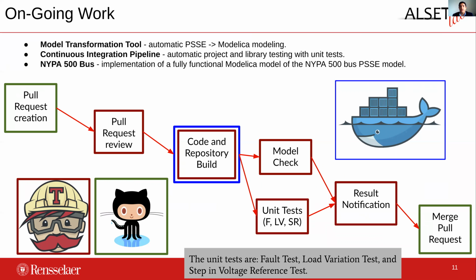And finally, as far as the ongoing work, we are working on a model transformation tool, which we aim to use to automatically translate models from PSS/E to Modelica. We are also working on a continuous integration pipeline, which will automatically verify all of these models, and if a new model comes in, see if it's good enough for us to put it in the library. And finally, the NYPA 500 bus, in order to prove that implementation of a Modelica model can deliver as good results as PSS/E models.